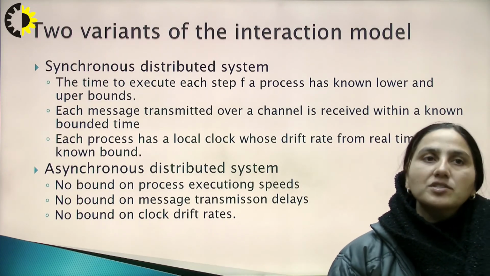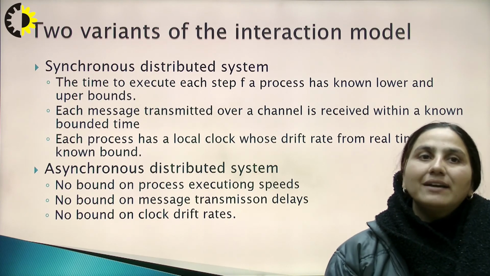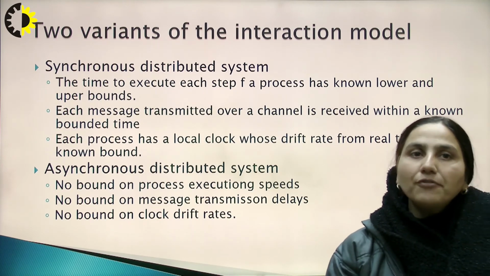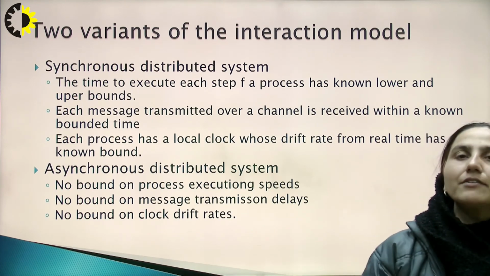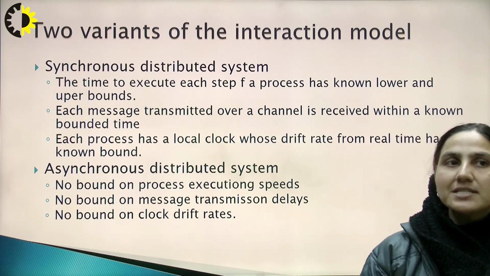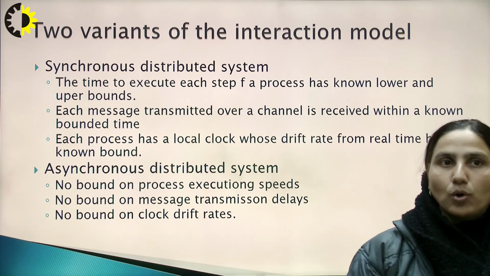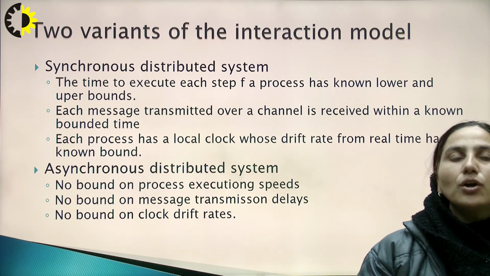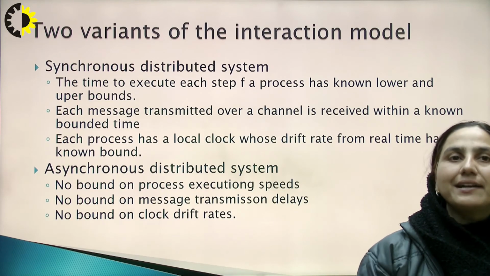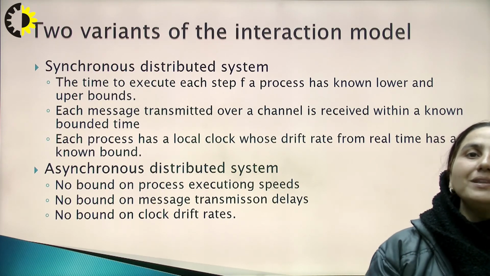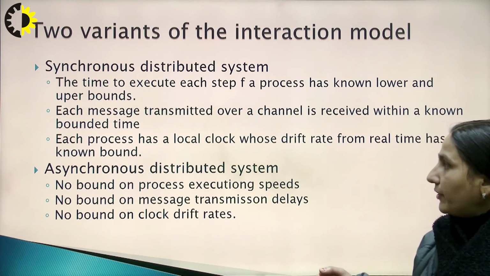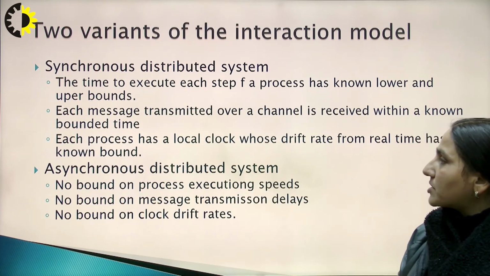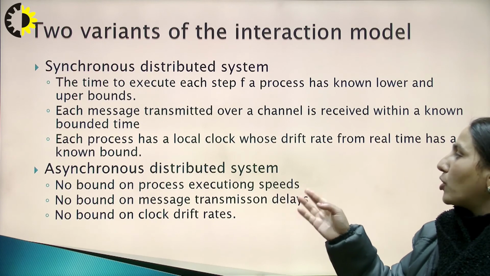Now each process has a local clock which drifts, whose drift rate from real time has a known bound. We are already aware of the fact that every process has a local clock, and this local clock has a different drift rate from real time, which has the known bounds.